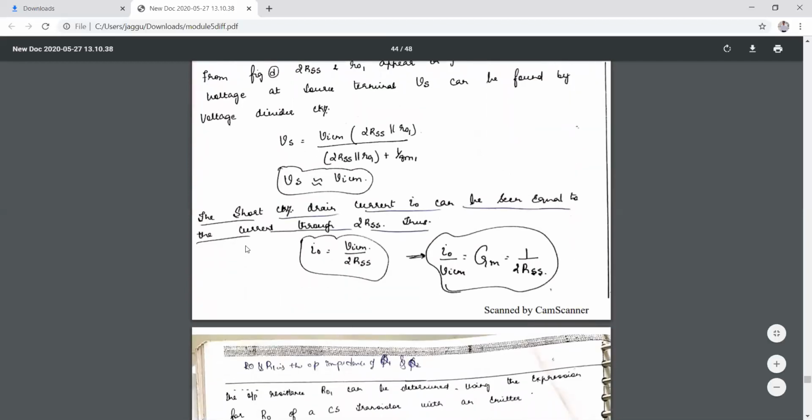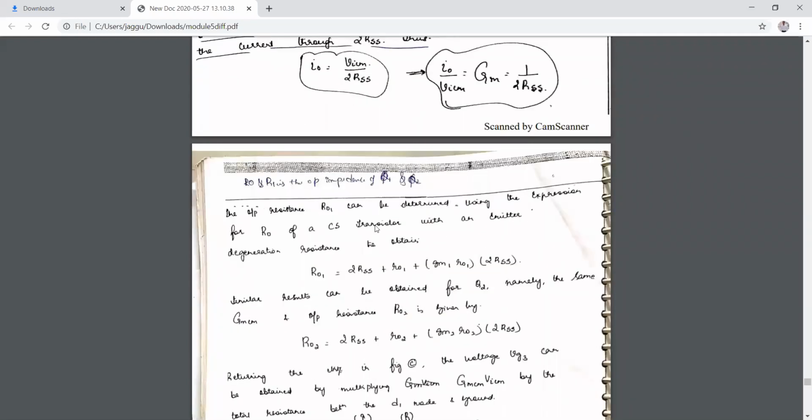Now what is the indication? We need to find the short circuit drain current, which is equal to the current through RSS. I0 is equal to VICM by 2 RSS. So I0 by VICM is nothing but Gm, which is equal to 1 by 2 RSS. The output resistance R01 can be determined using the expression for R0 of a common source amplifier with degeneration. This is already done. R01 is equal to 2 RSS plus R01 plus Gm1 R01 into 2 RSS.